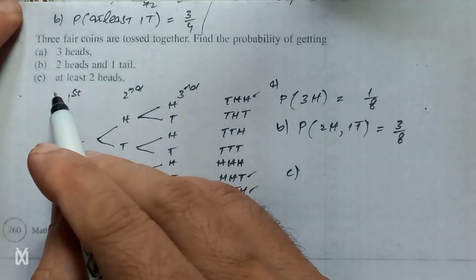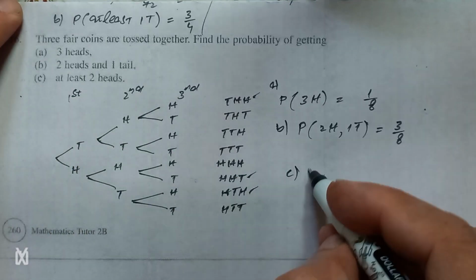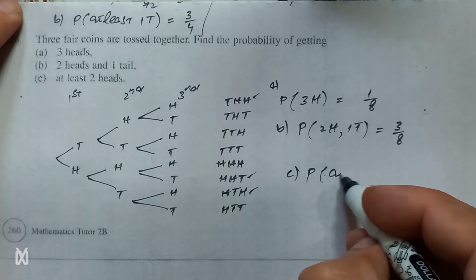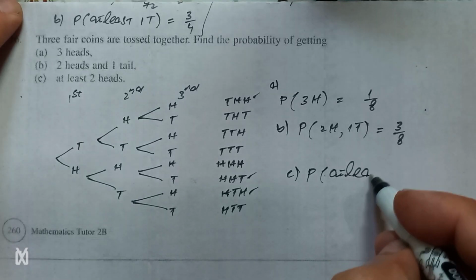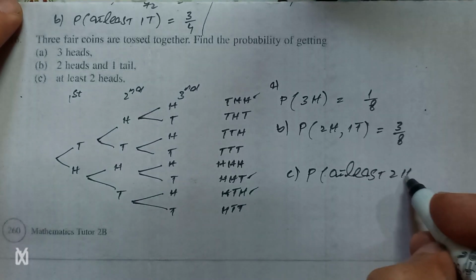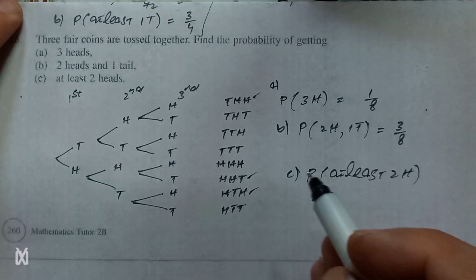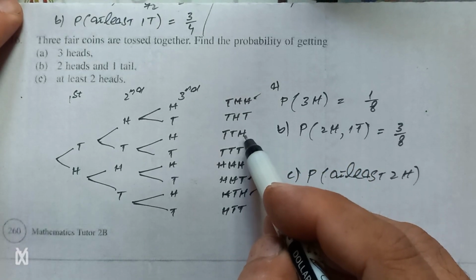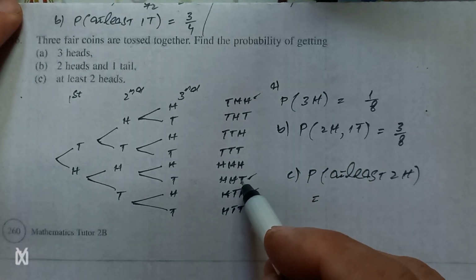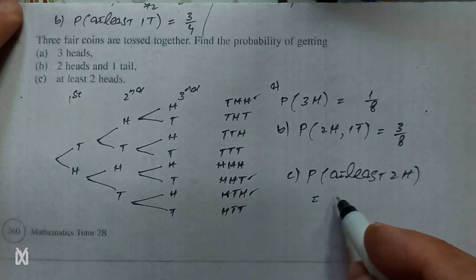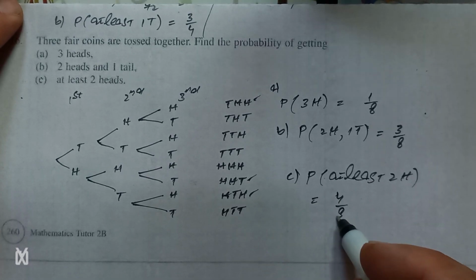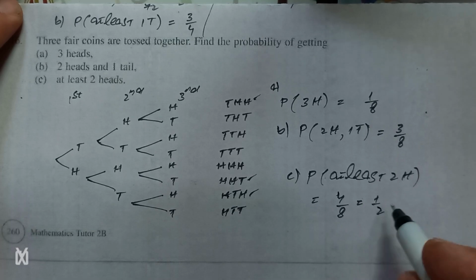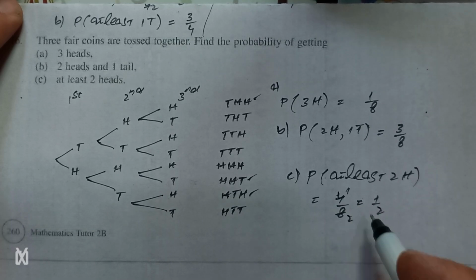And C part is at least 2 heads. At least 2 heads. So this is favorable, then this is favorable. 2, 3, 4. 4 are favorable and total are 8. So 1 by 2 is the answer.